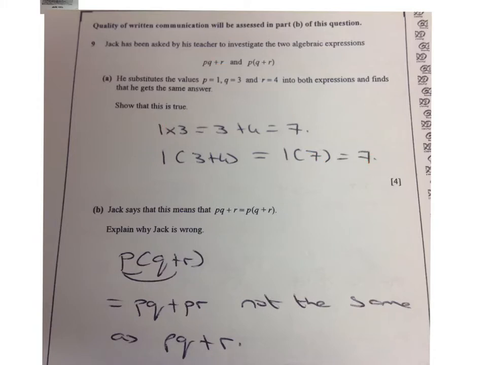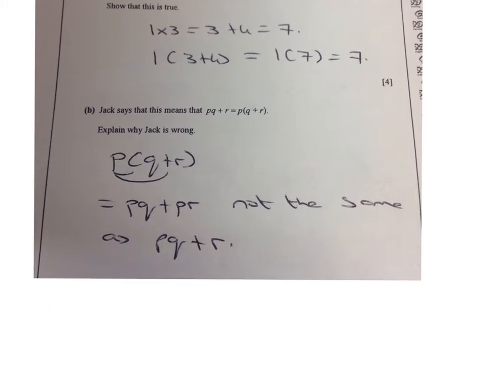Now, however, this is the key question we've got to get. Jack says that this means that PQ plus R is the same as that. Now that is not always the case. Okay, so this is the reason why. That means P times Q plus R. However, when you multiply with the brackets, P times Q gives you PQ, and P times R gives you PR. So that gives you PQ plus PR. That's not the same as PQ plus R.